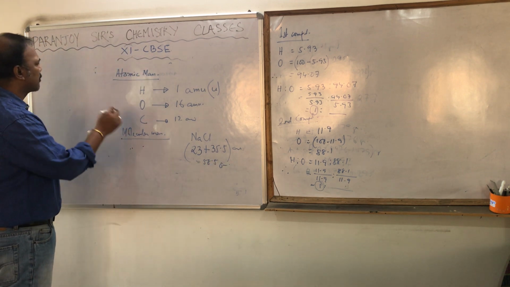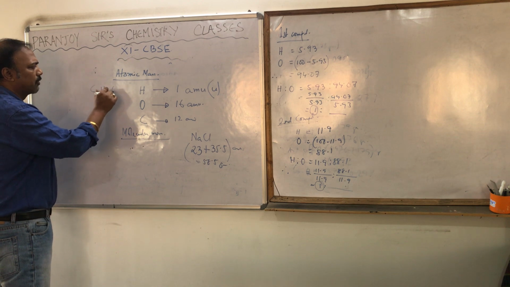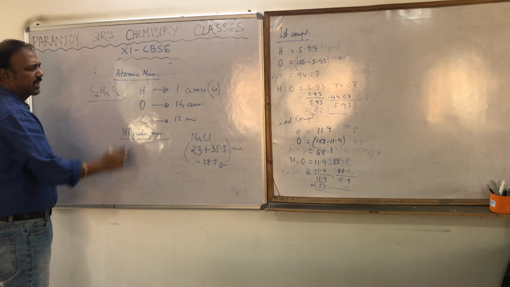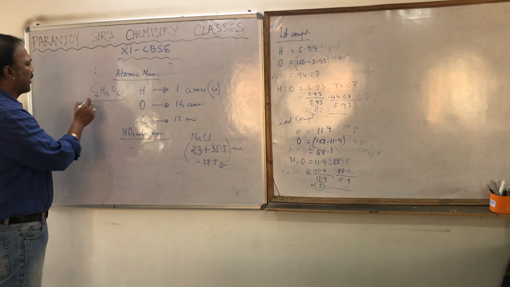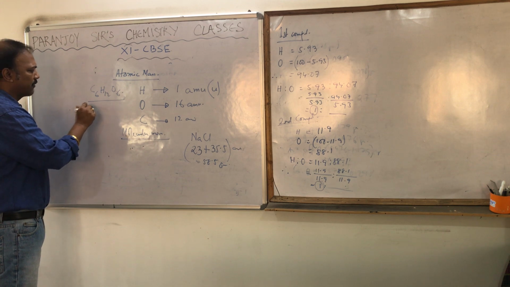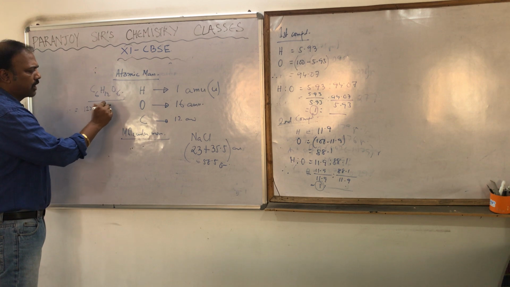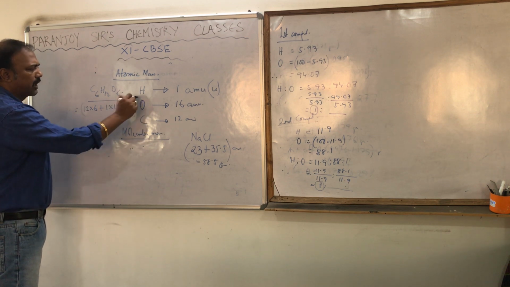If I ask you what is the molecular mass of glucose, C6H12O6, how can we find it out? We can find it out very easily. What is the atomic mass of carbon? 12. How many of them are there? 6. So 12 into 6. What is the atomic mass of hydrogen? 1. Into how many of them? 12. Plus what is the atomic mass of oxygen? 16. How many of them are there? 6. This much AMU.